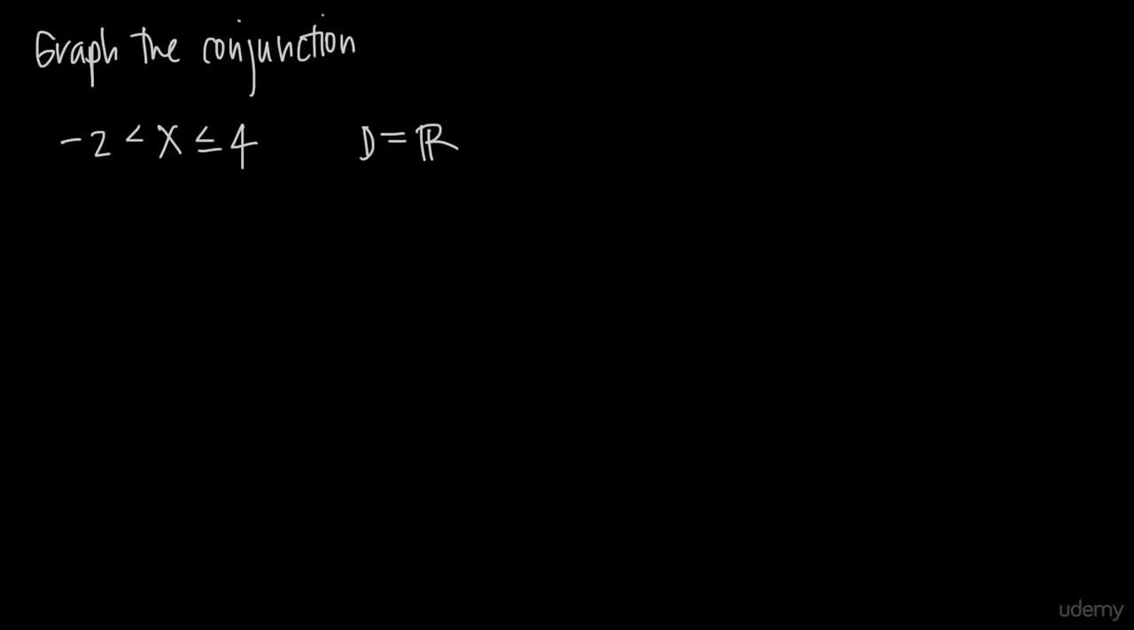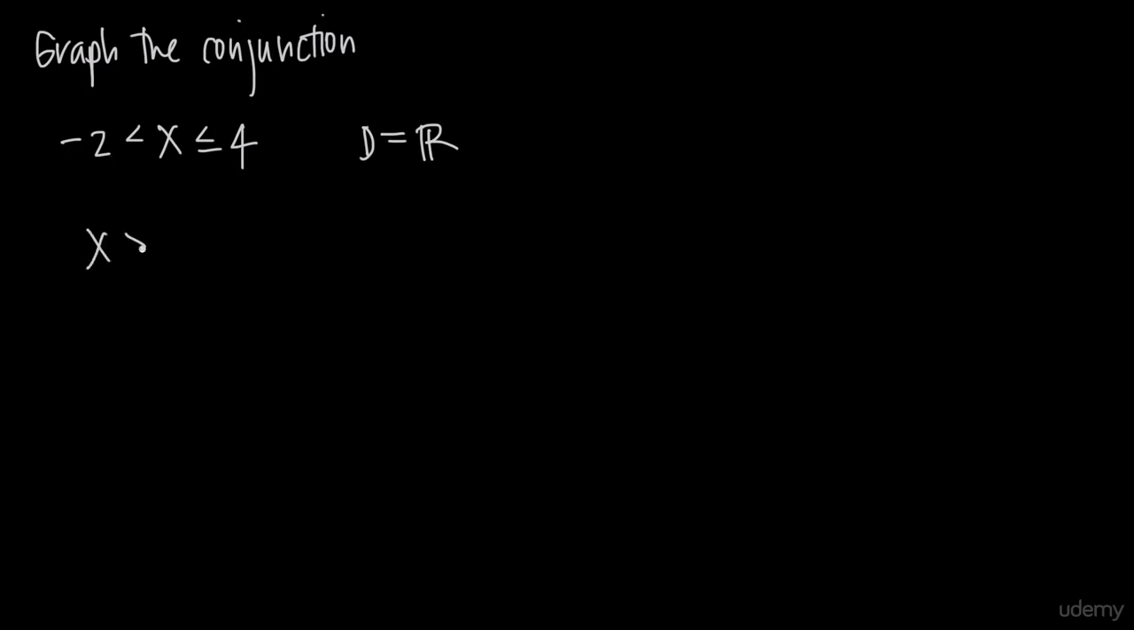In this video, we're talking about how to graph conjunctions, and in this particular problem, we've been asked to graph the inequality x greater than -2 and less than or equal to 4, where the domain is all real numbers. So we've been given this inequality. We know that x is greater than -2, so let's go ahead and write these as two separate inequalities.